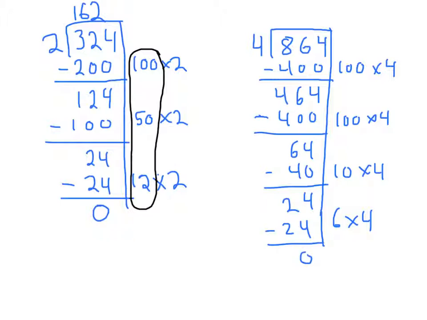And again, I go back to circling that non-4 number. So I've got 100, 110, and 6. If I add those up, that's going to be my answer. So my answer here is 216.